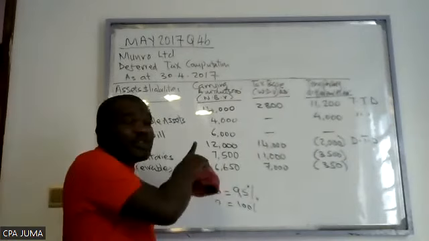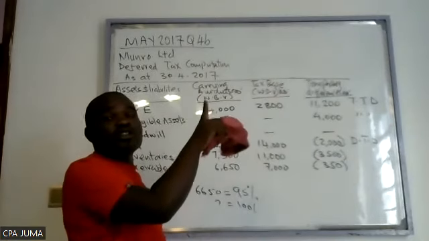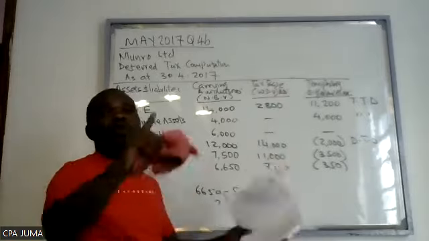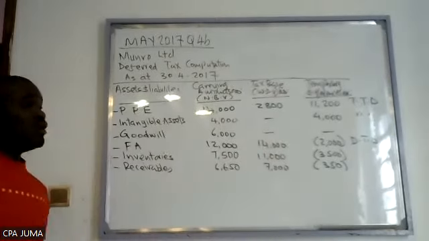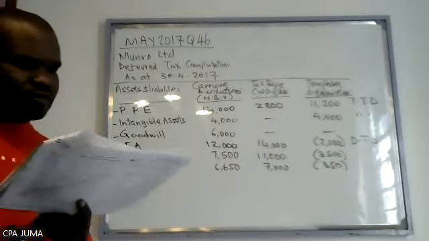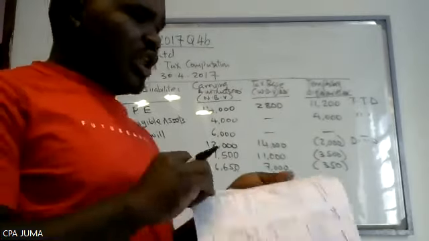So when dealing with the tax base, you go back to the initial cost. If there is no negotiation or allowance, the cost becomes the tax base. We proceed to the next one.